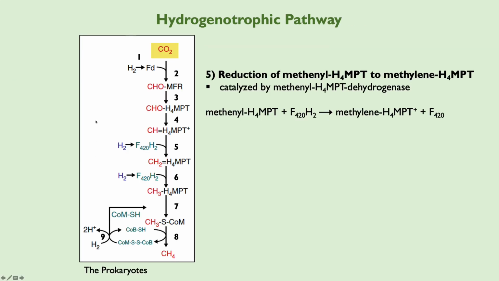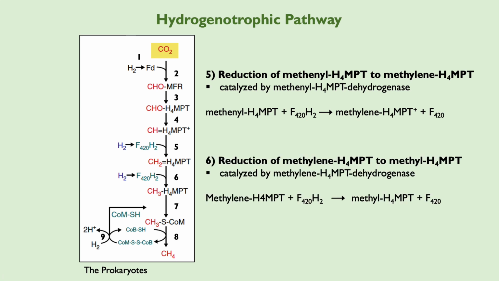Okay, so moving on to steps 5 and 6. Step 5, as I just said, is reduction of the methenyl group to a methylene group, still bound to this coenzyme H4-MPT. Step 6 is then reduction of this methylene group to a methyl group. And so here we have a methyl group attached to H4-MPT. And both of these reduction reactions are catalyzed by dehydrogenases, which use a coenzyme which is known as F420.